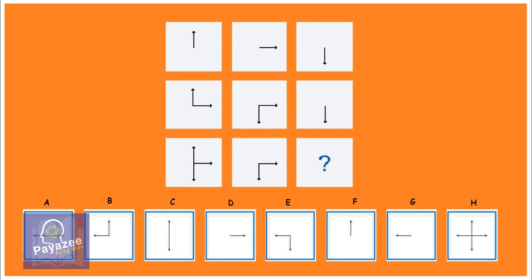This is an arrow puzzle. We have a 9 square arrow pointing to some direction, and we have to find the answer for the 9th square. Answer options are given below, from option A, B, C, D, E, F, G, and H. What is the most logical answer from the below options? Let's start with the solution step by step.